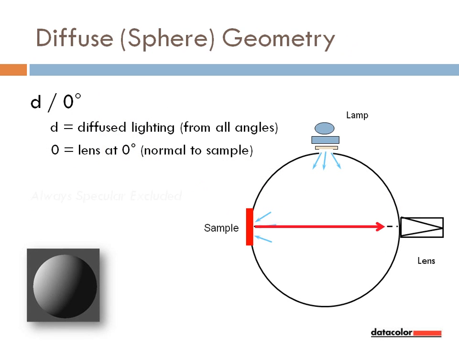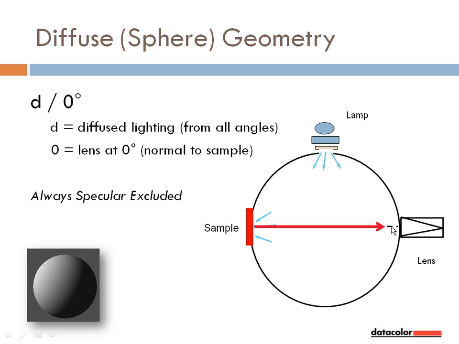Now, here's a geometry that uses a sphere as the light source. The lamp does not shine directly onto the object. The sphere is coated with a matte white powder to direct light onto the sample plane at all angles, simultaneously. Totally diffuse light, except where the lens is looking into the sphere. There is no light falling on the sample from that direction, so there can be no light reflected at a mirror-like angle to the lens. This is specular excluded geometry.